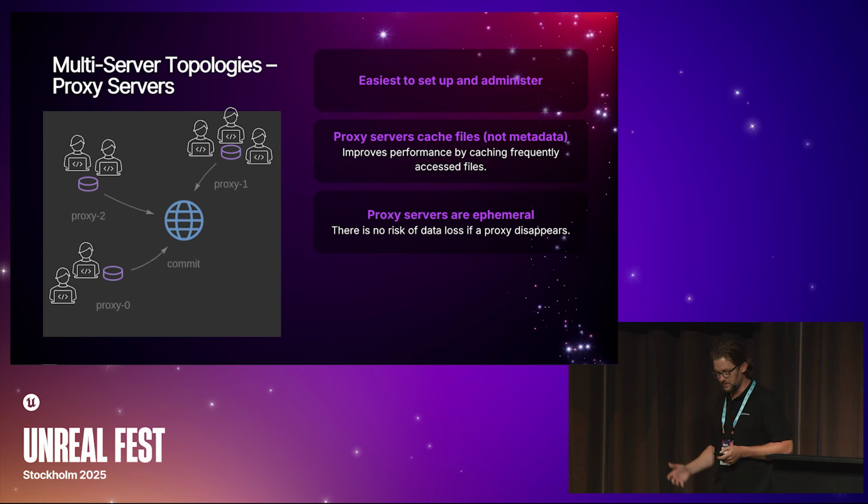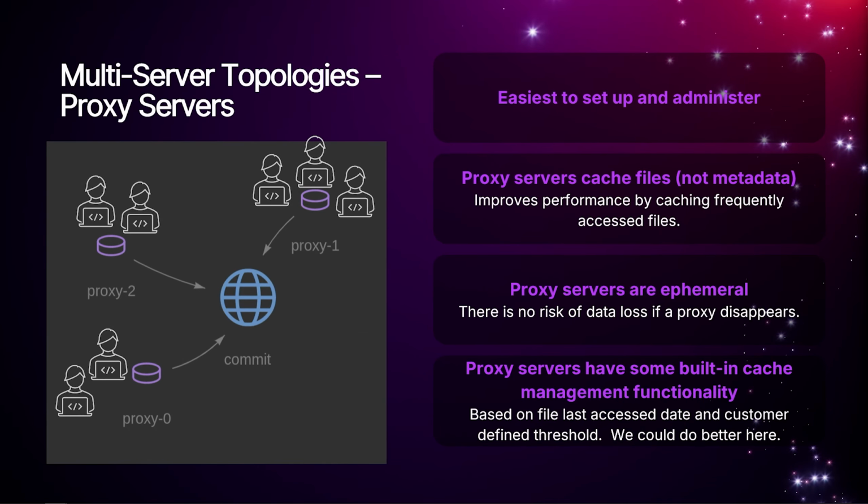Proxy servers are ephemeral, meaning you don't have to have a separate DR strategy. If one goes away, there's really no harm whatsoever. There's no data loss or anything like that to be concerned about. And then they do have some built-in cache management functionality. We put in some abilities to define a last access threshold. So if you can say the number of days is 28, and if a file in the cache hasn't been accessed in the last 28 days, we can automatically purge it for you.